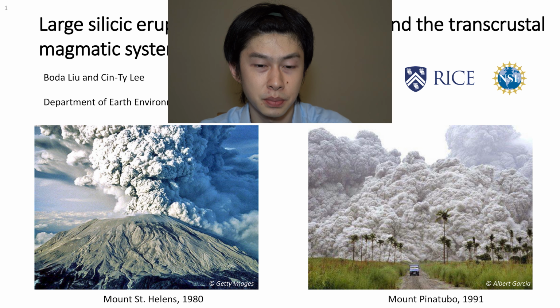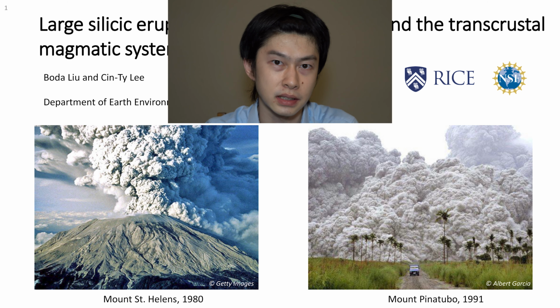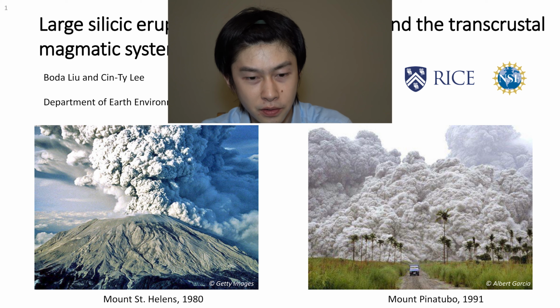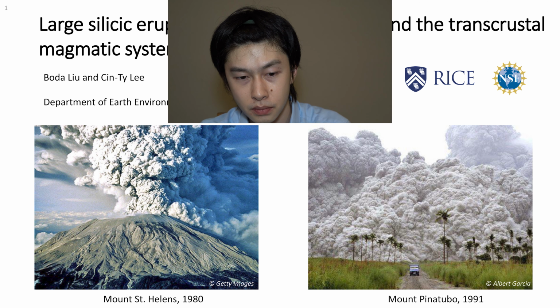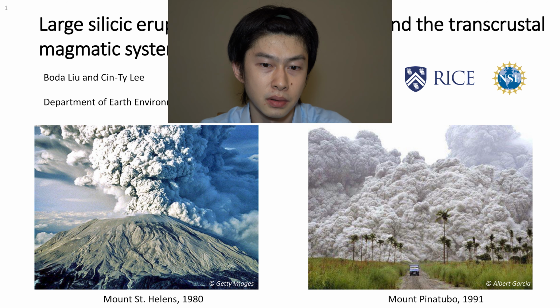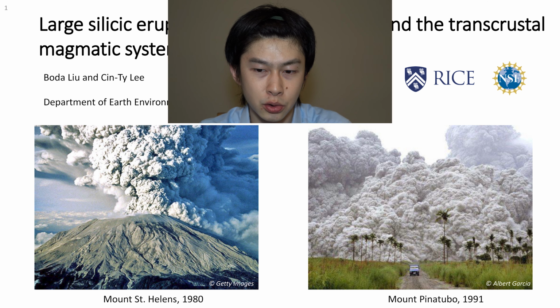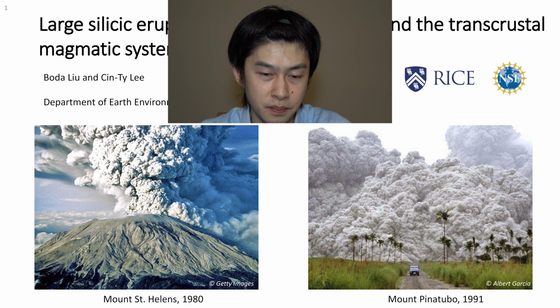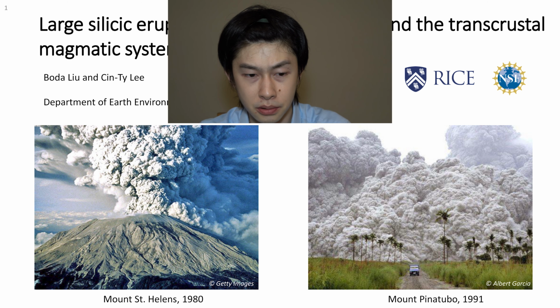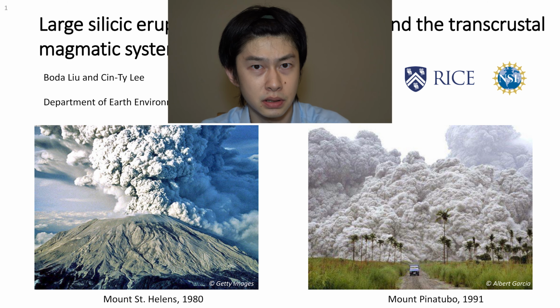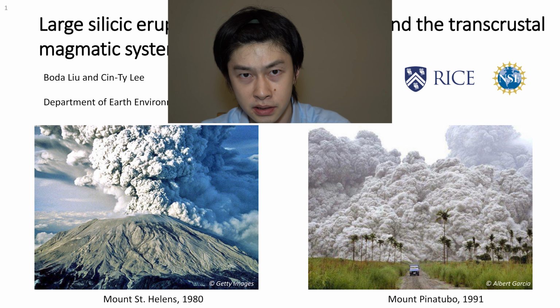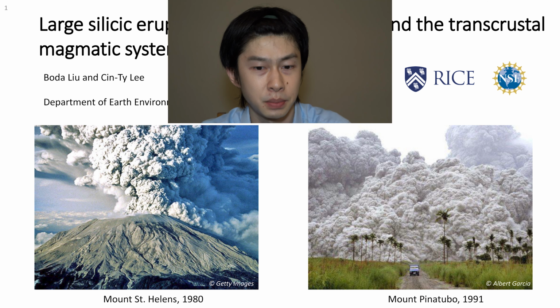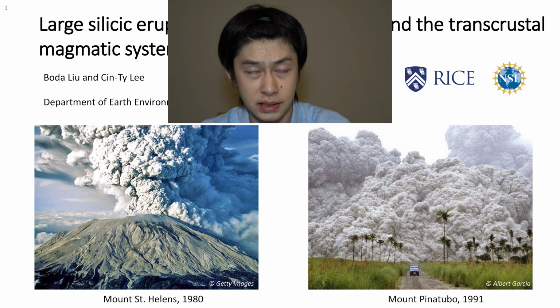Let's start with this picture of Mount St. Helens eruption in 1980. Half of the volcano cone is destroyed. 57 people were killed. In another example, the eruption of Mount Pinatubo in Philippines in 1991 killed 300 people. So silicic eruptions can be very disastrous. We geologists are motivated to investigate why this happens. We need to learn from past eruptions and look underneath the ground.